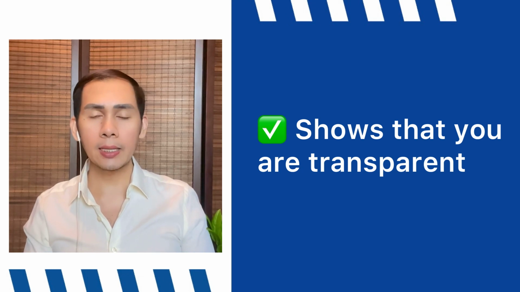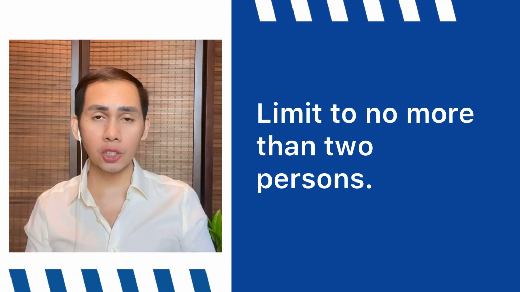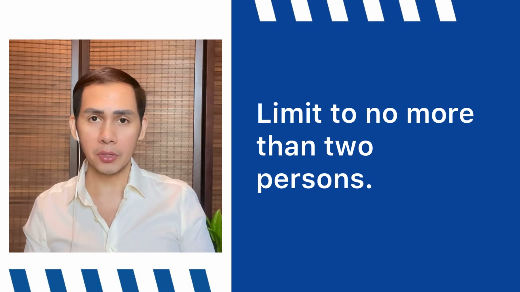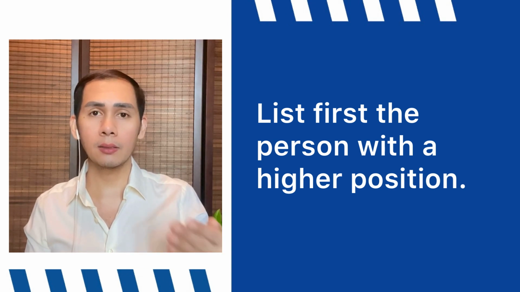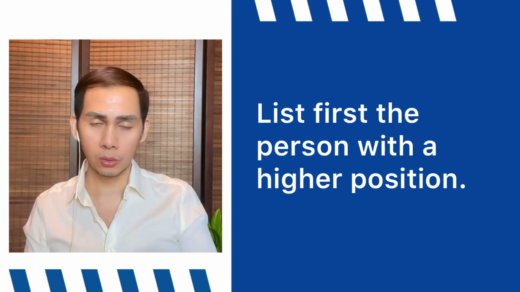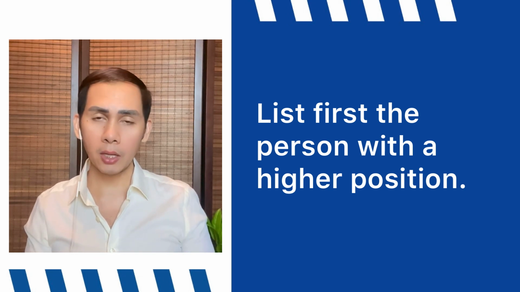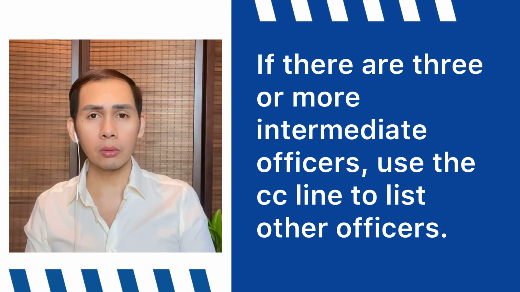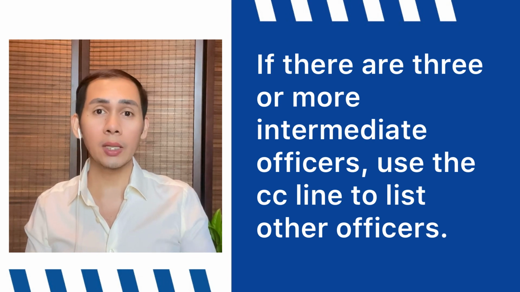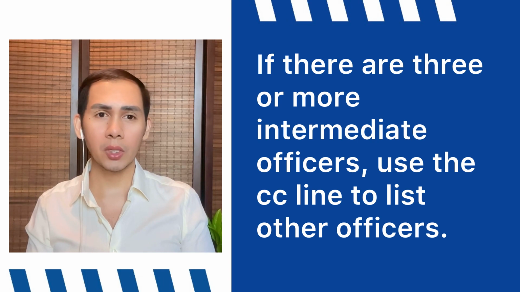Typically, ang nilalagay natin sa through line ay 1 to 2 persons only. No? At pag in-arrange nyo yung through line, you start first with the person with a higher position. And then, of course, yung sunod doon, yung mas mababang position. No? Kung meron namang halimbawa, 3 or 4 na posibleng ilagay sa through line, probably what you can do is to place the other 2 doon na lang sa CC line para hindi naman masyadong mahaba yung inyong through line.